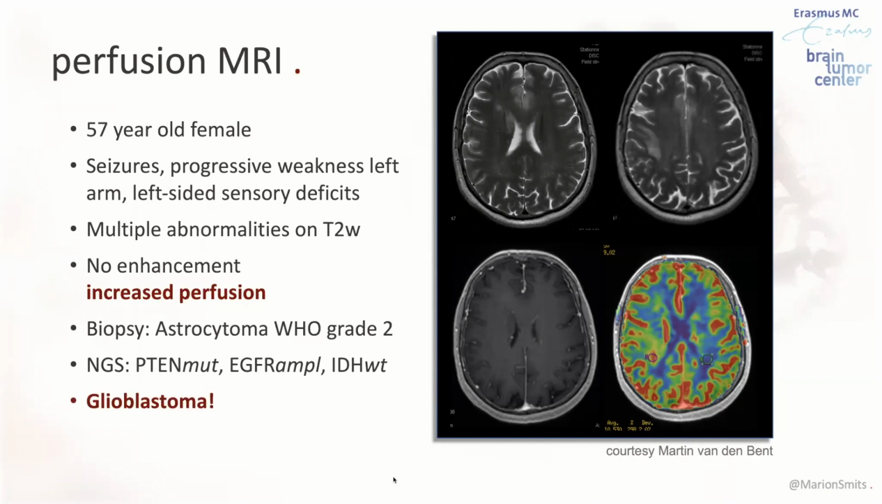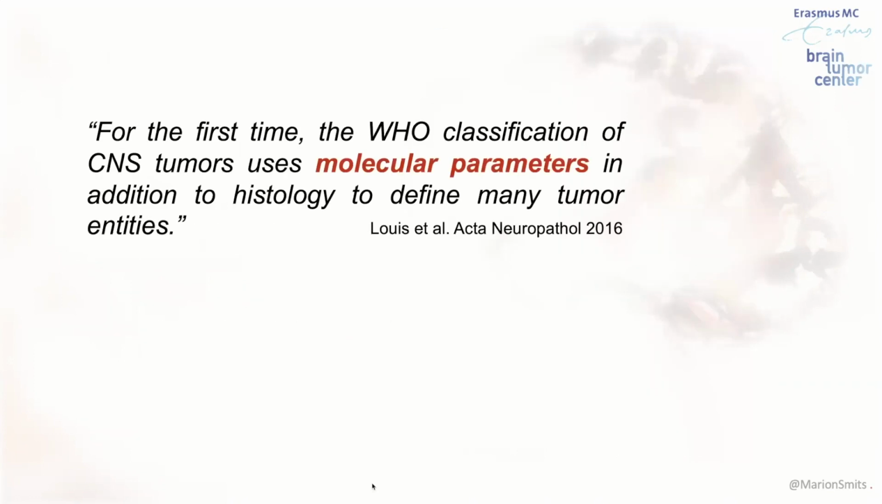And this is in fact what we would now consider glioblastoma, and therefore is treated as such, even though the grade is quite low and it all looks fairly innocent. So again, our perfusion imaging can help us here to detect that area of aggressiveness. And probably if we had biopsied this particular area, we probably would have found a higher grade as well. So that brings me to the classification.